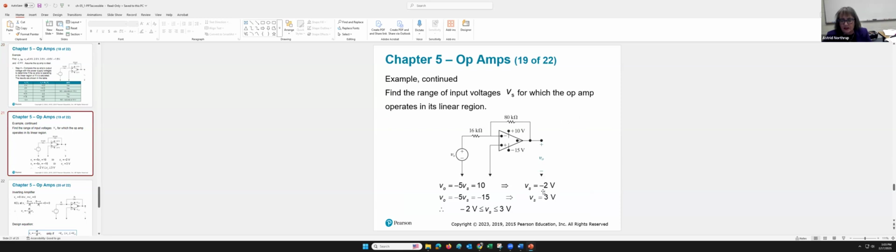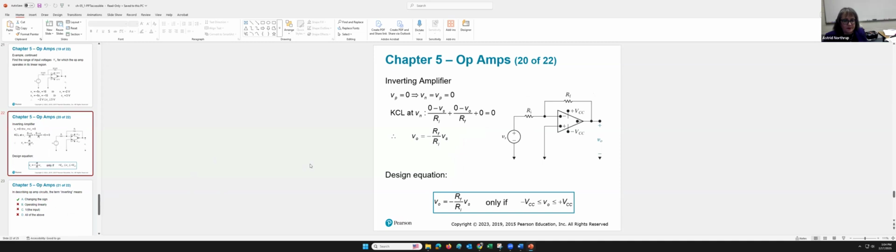Then we calculate V sub S from the 10 and the -15, with -5 being our amplifying factor or our gain. And we find that -2 volts right here, that's the smallest value, up to 3 volts, is where we may be operating in the linear region of that curve. Or I could say for an ideal op amp, these are the ranges of values that would fall into the linear portion of the curve.